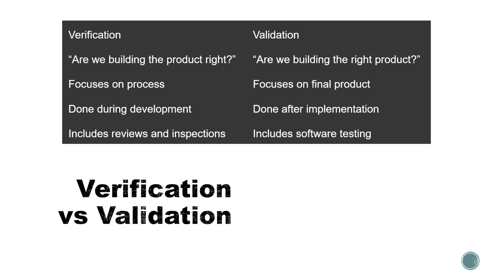While validation, which is at the right side of the V, focuses on the question, are we building the right product? Not to forget, verification focuses on, are we building the product correctly? It is basically related to process quality, while validation is related to the product quality. It asks questions about the product, that are we building the right product? And definitely it is done after implementation and includes the software testing.